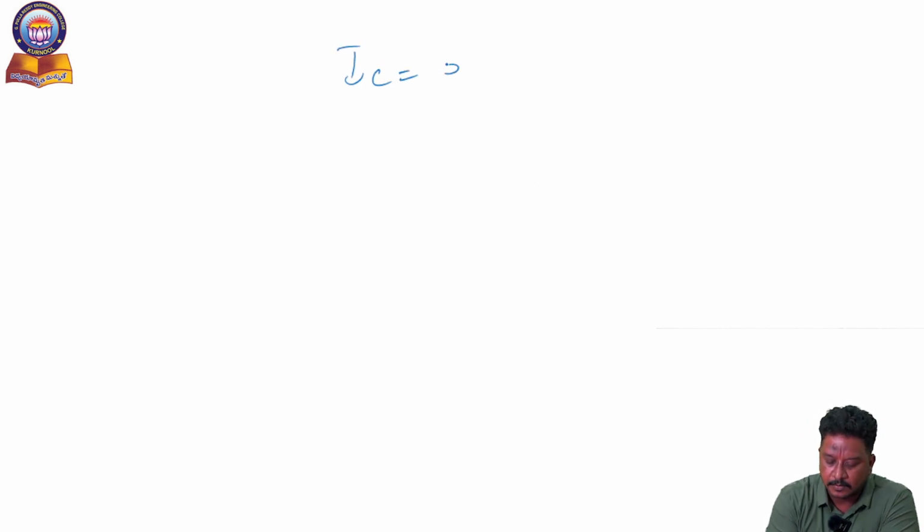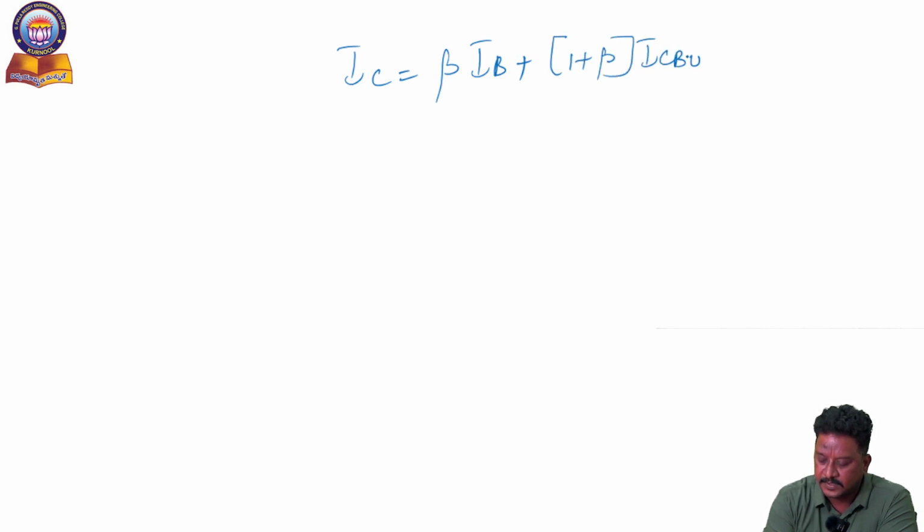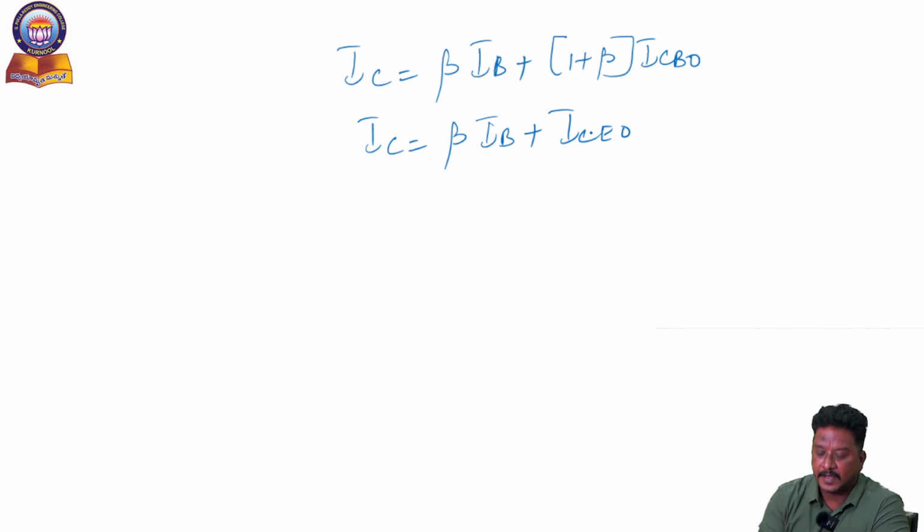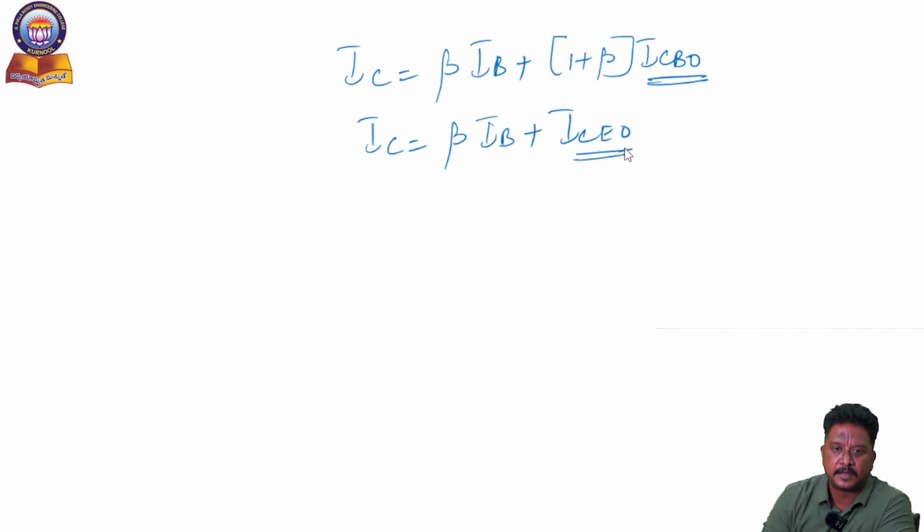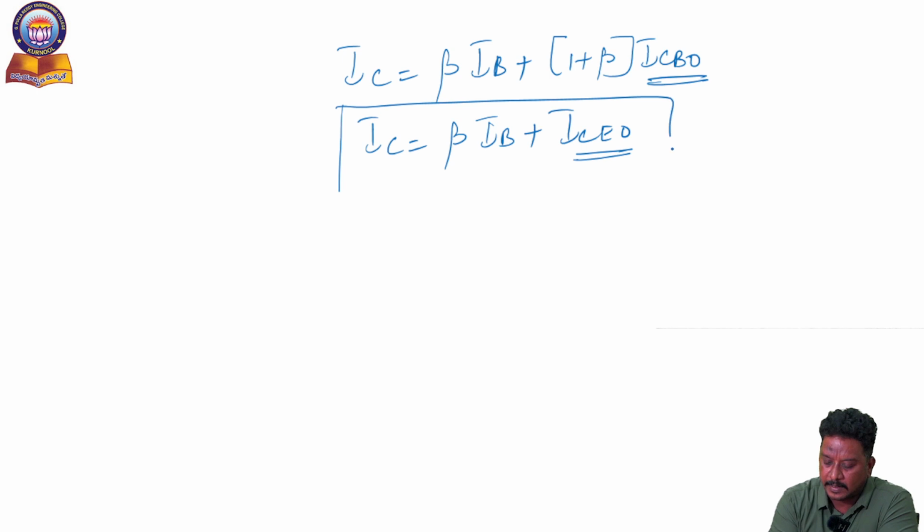IC is equal to beta into IB plus 1 plus beta of ICB naught. In some textbooks, they write this as beta into IB plus ICE naught, where CB naught is common base with input open, and CE naught is common emitter with input open. Almost all will give the same value only. This is the final equation that I am considering.